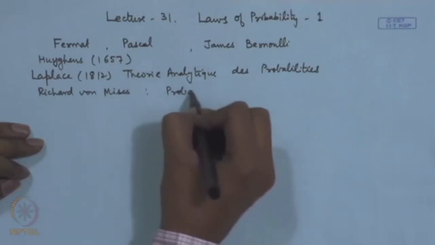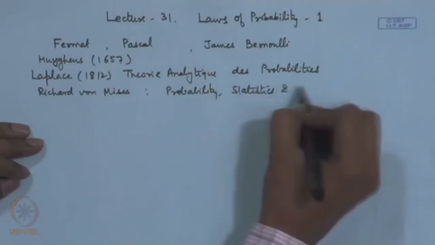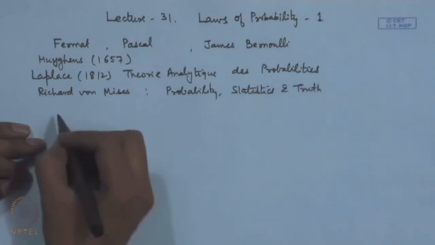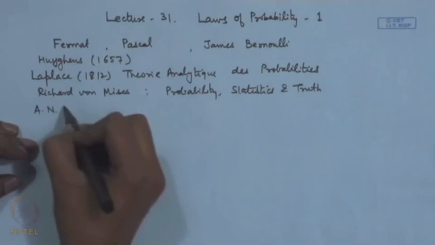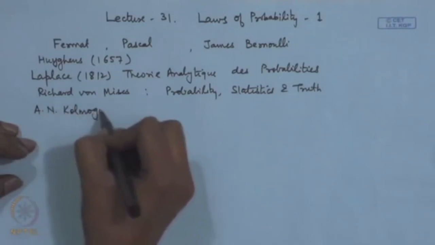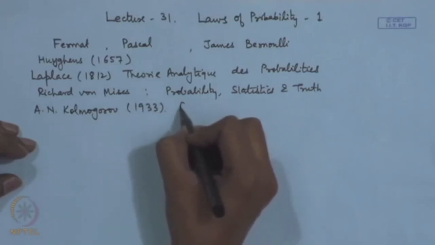probability, statistics and truth. The modern probability theory, that is after Hilbert's development that any mathematical theory should have an axiomatic setup, and from there the entire theory should be able to derive. This led to the axiomatic development of the probability theory, and A. N. Kolmogorov, the Russian mathematician, published a book in 1933, Foundations of the Theory of Probability.